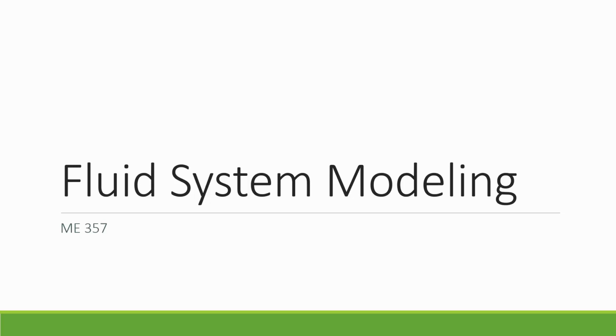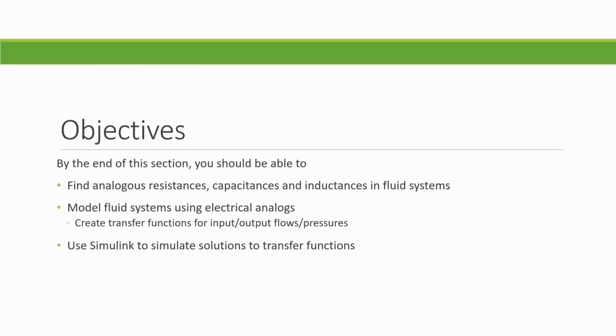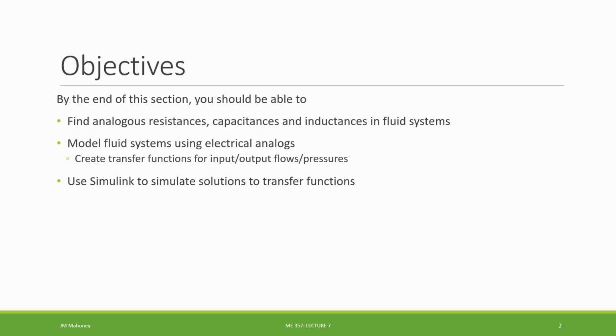Fluid system modeling. By the end of this section, you should be able to find the analogous resistances, capacitances, and inductances in fluid systems, model fluid systems using electrical analogs, and with the model, be able to create transfer functions when the input or the output is a flow or a pressure, and use Simulink to simulate solutions to these transfer functions.